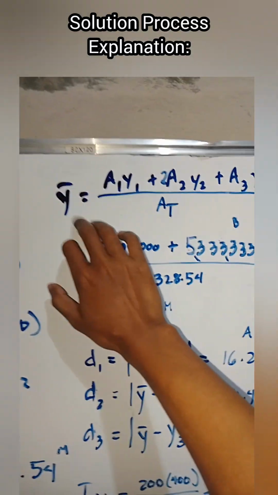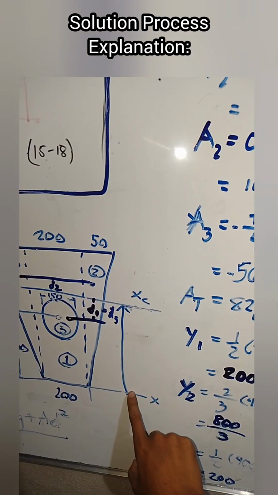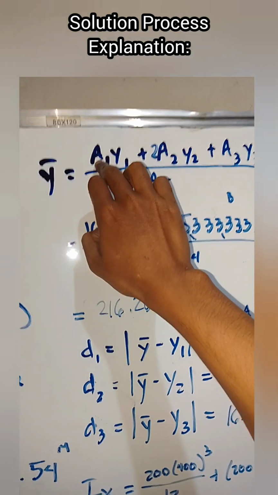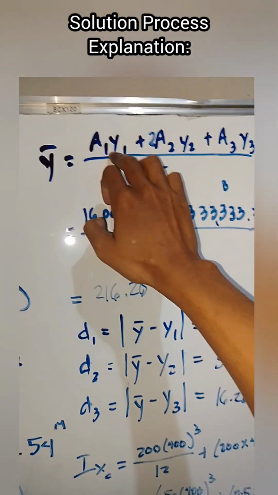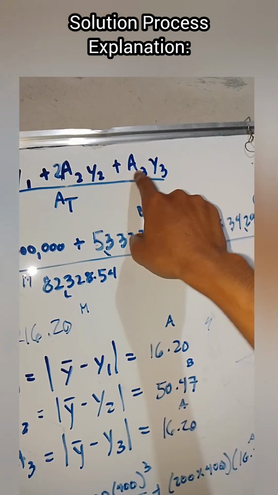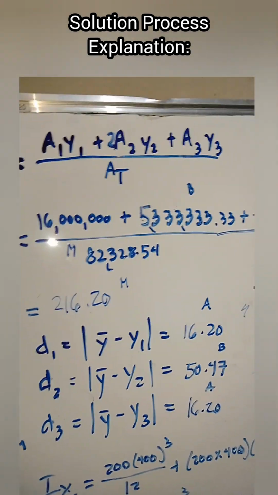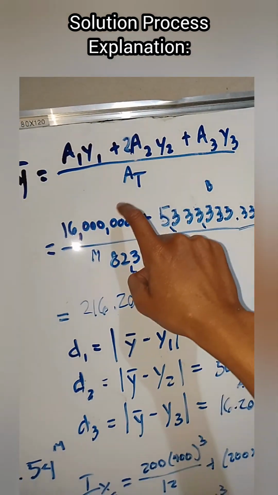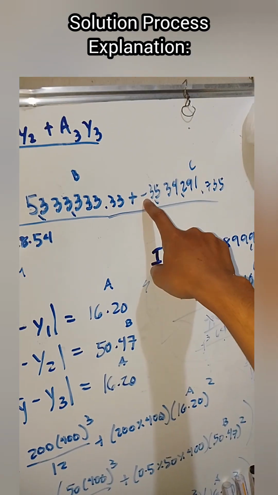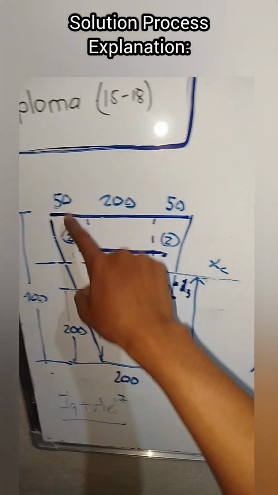Then to calculate the centroid y bar of our shape, in other words the location of the x-axis with respect to our reference axis, you multiply the area of shape 1 times its centroid's location from our reference axis y1, and so on. We have two areas here for the triangles, and this is area 3 and y3. This area is supposed to be negative since the circle does not exist, and you can see the negative there. And we got 216.20.